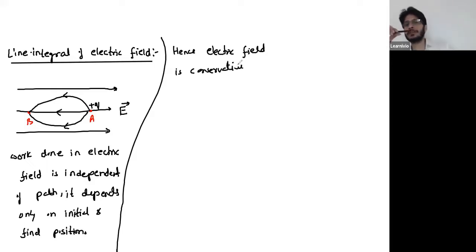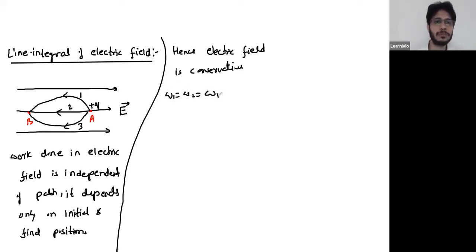So if you're saying that a field is conservative, that means your work done will not depend upon path. It will depend only over the initial and the final position, nothing else. If I say this is path 1, this is path 2, this is path 3, for all three paths, your work done will come out to be the same. Work done is absolutely path independent. That means your field is conservative. So the first property of conservative field is work done will not depend upon path. Work done will depend only over initial and final position.